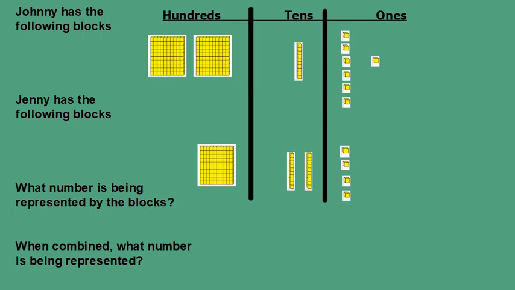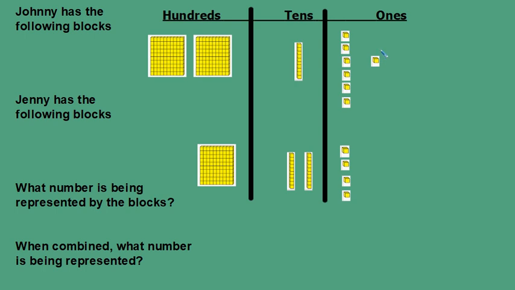Johnny has the following blocks. Jenny has the following blocks. What number is being represented by the blocks? Then, when combined, we're going to add Johnny and Jenny's blocks together. What number is being represented when you add their numbers together? So let's go back. What number is being represented by the blocks? Let's go to Johnny's. Okay, here's Johnny's blocks right up here on the top.